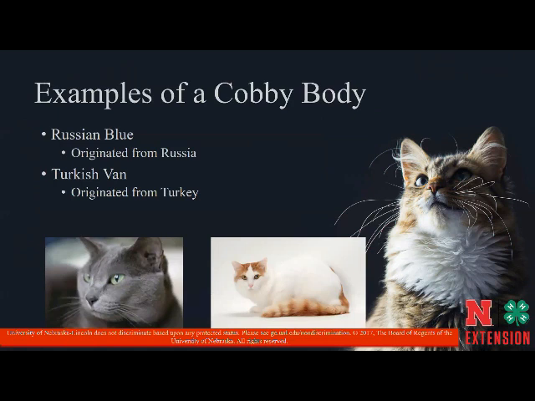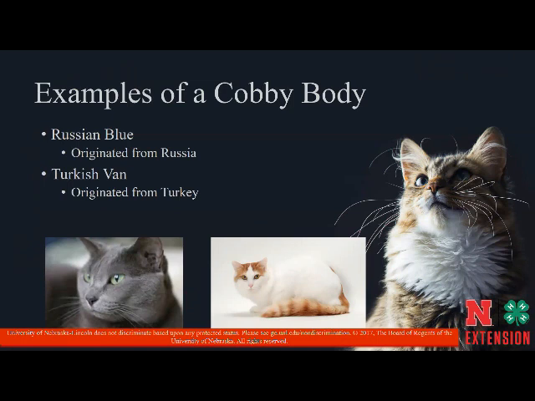Examples of a cobby would be your blue Russian. The origin is Russia, which we all know. It's cold. Here's your blue Russian. They're a beautiful cat. And the Turkish van, which if you had to guess, Natalie, where would you say the Turkish van is from? Turkey, yeah. But you can see how they seem more solid. They're not thin, and they're more compact. So they're better able to stay warm in the cold regions.